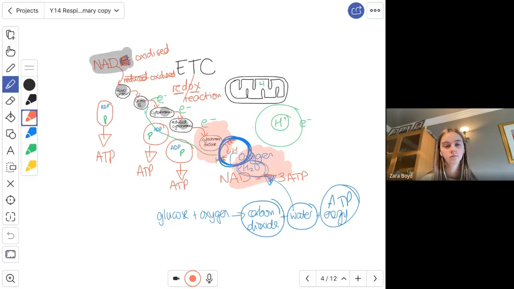The next time the hydrogen's passed down, it gets this far, the next time it gets this far, and this far, and this far, and the whole thing grinds to a halt. So if there's no oxygen, basically the electron transport chain cannot function. So this doesn't happen during anaerobic conditions.